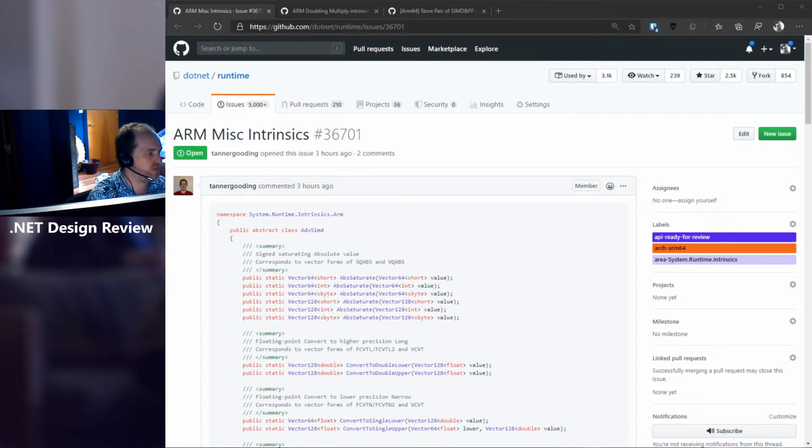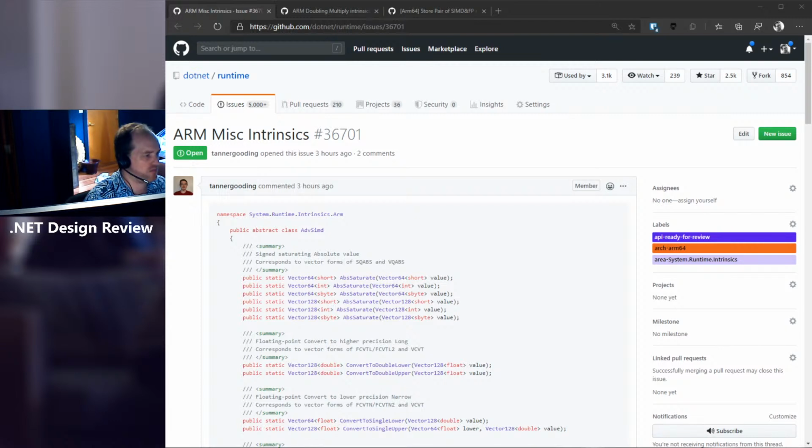Then the next group is convert APIs. They're basically similar to the convert APIs we have, except they convert from float to double and double to float. So they're essentially widening conversions here. For float to double, it is a widening conversion, and so there's lower and upper operating on the respective halves. And since there's no vector 256, it just returns vector 128.